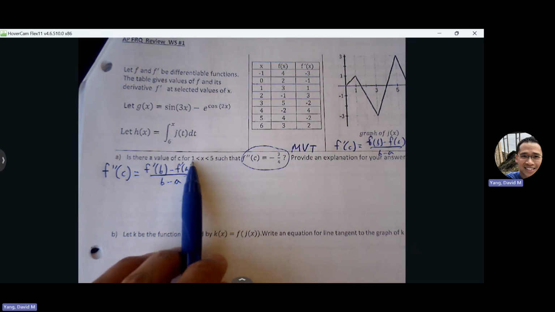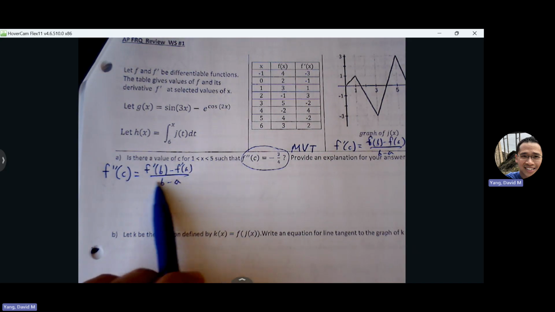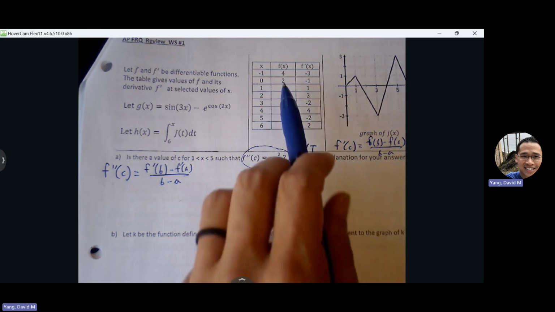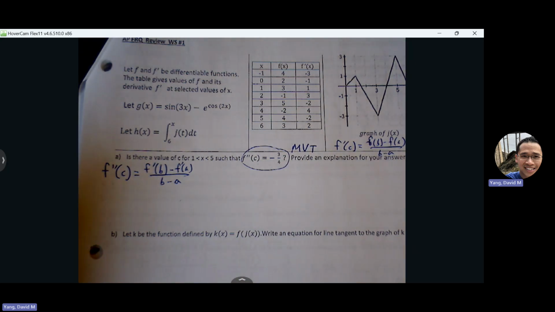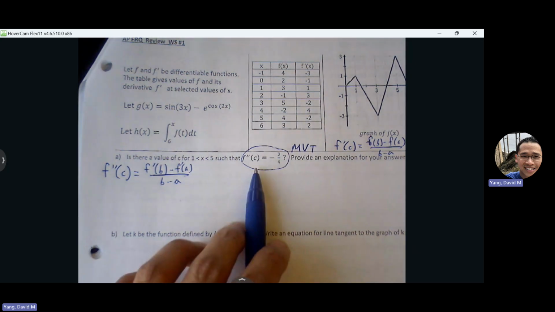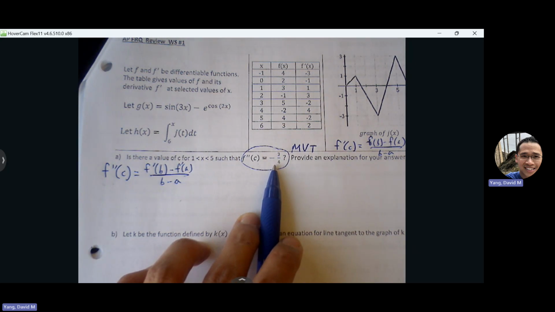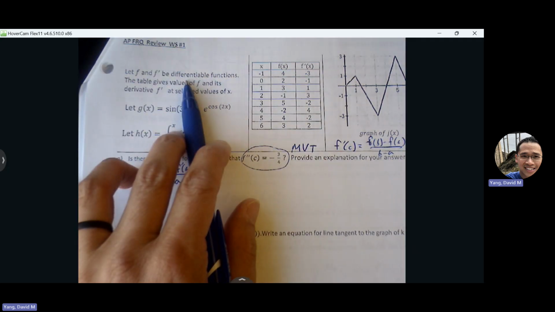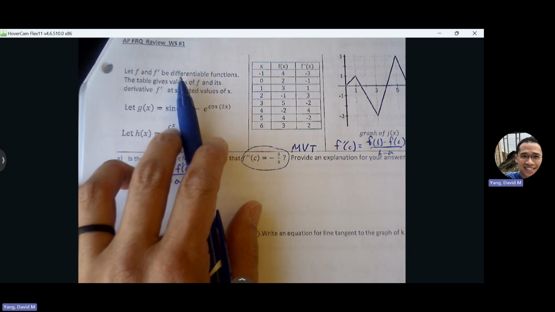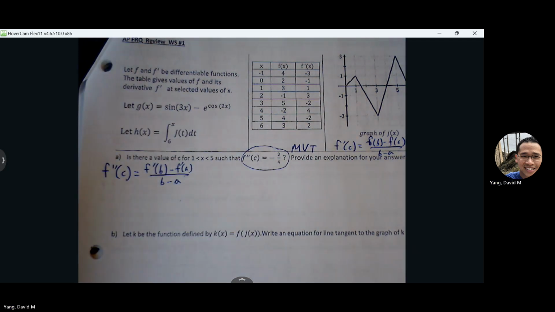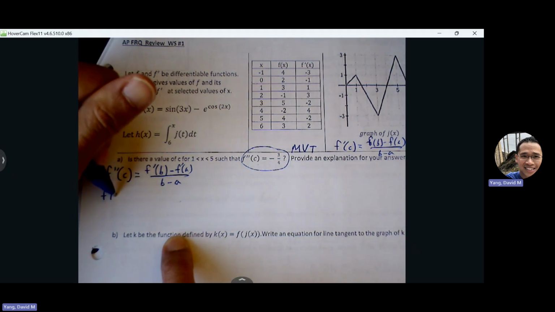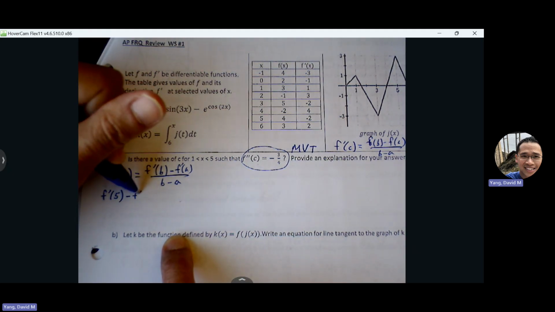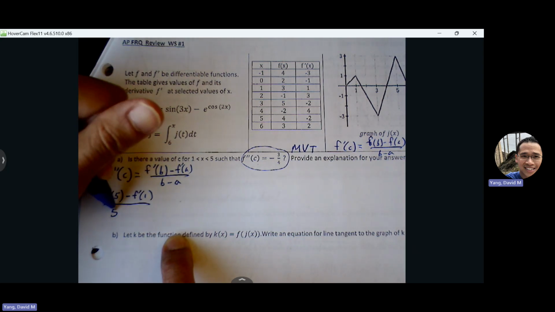It's telling us between 1 and 5, so they're giving us those endpoints. So let's see if we can show that the slope between the two endpoints of my f prime table is going to produce this value. If it does, then we can go through the Mean Value Theorem. We can guarantee that value because we have a differentiable function, so we know we have continuity and differentiability for our f prime. Okay, so let's test it out. Let's do f prime of 5 minus f prime of 1 over 5 minus 1.